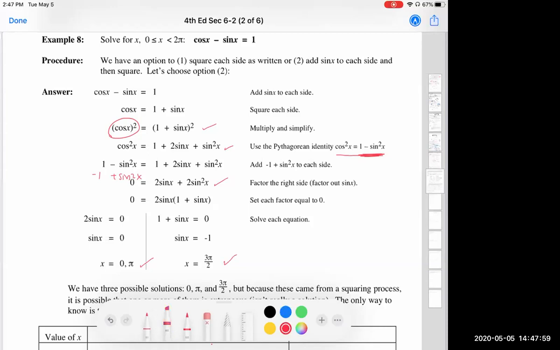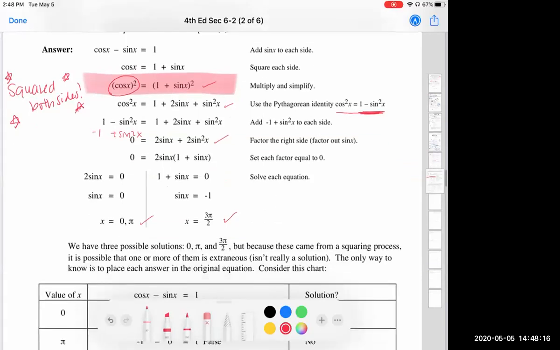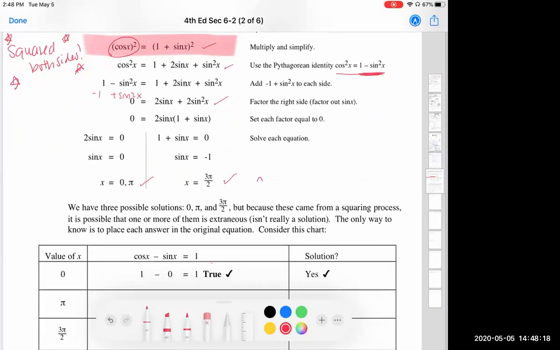Because we did this, because we squared both sides, we have to be very careful of our answers. Because we did that, we have to check our work. We have to check our answers. That squaring is something you should be careful of.